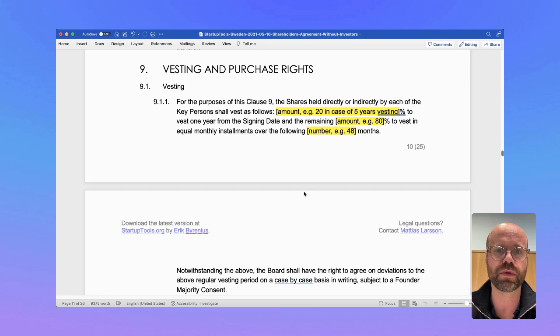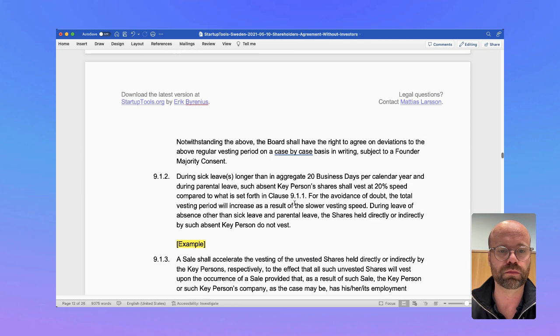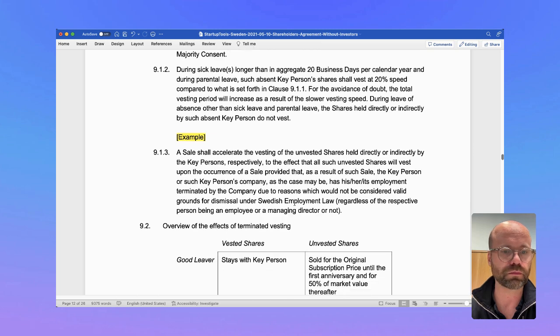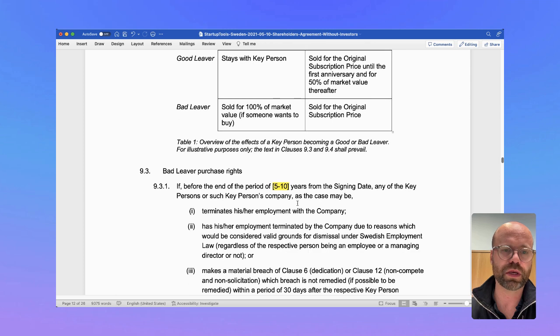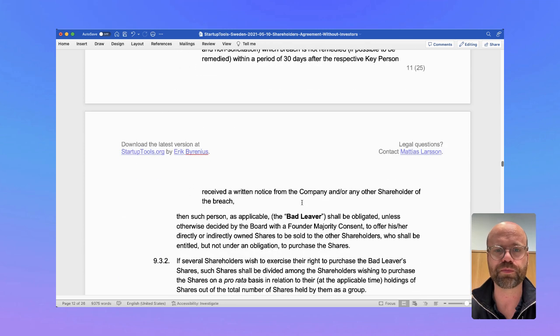So a vesting scheme basically says, well, you earn your shares over a certain period of time, and if you leave prematurely, the other shareholders get to buy your shares, perhaps at nominal cost, but in some cases slightly higher, depending on what has happened in the company. There's something here called good and bad leaver, and that's a common thing to have in a shareholders agreement. And you have different versions of this.